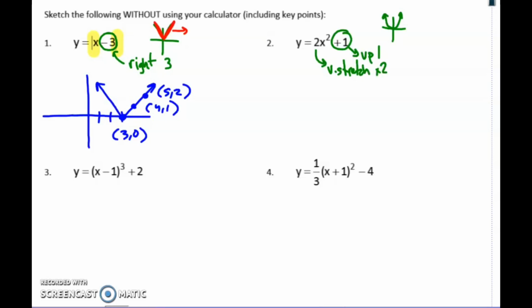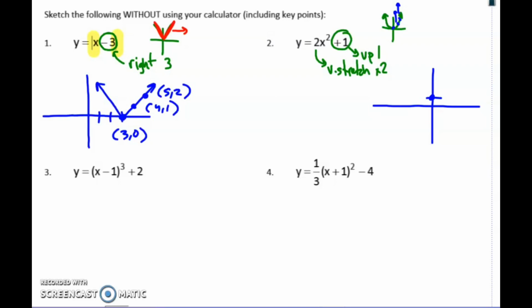This right here is a vertical stretch times 2. So what it's going to do is take all of our key points and stretch them up 2. Now 0 times 2 is still 0, so that vertex is not going to move. So let's see here. The first thing I need to do is go up 1, so that vertex is going to be here. Now this is all about a pattern.